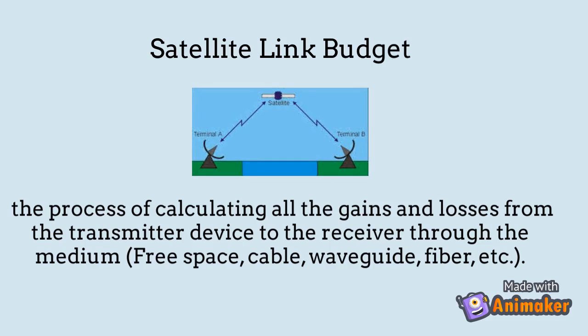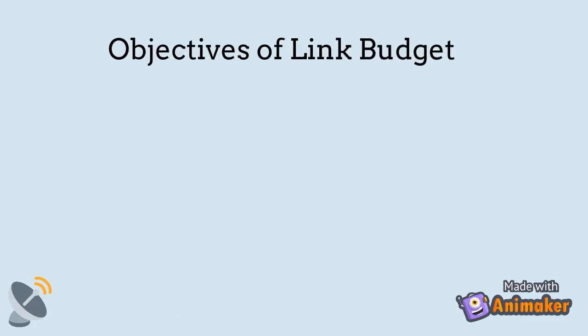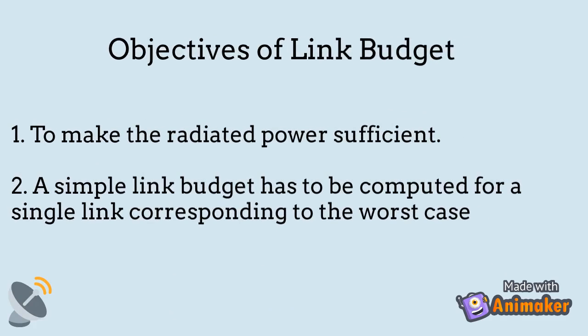Satellite link budget. Satellite link budget is the process of calculating all the gains and losses from the transmitter device to the receiver through the medium. It calculates the attenuation of the transmitted signal due to propagation as well as the antenna gains, feed line and miscellaneous losses. Objectives of calculating link budget. 1. To make the radiated power sufficient. 2. A simple link budget has to be computed for a single link corresponding to the worst case.